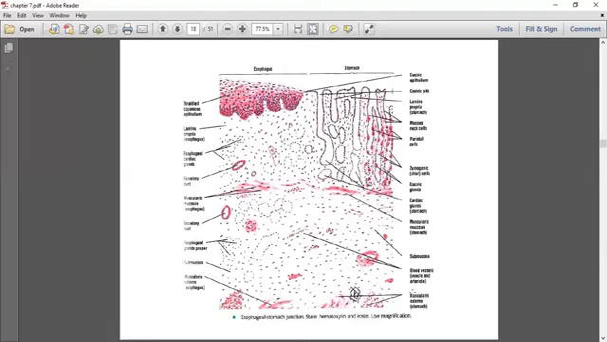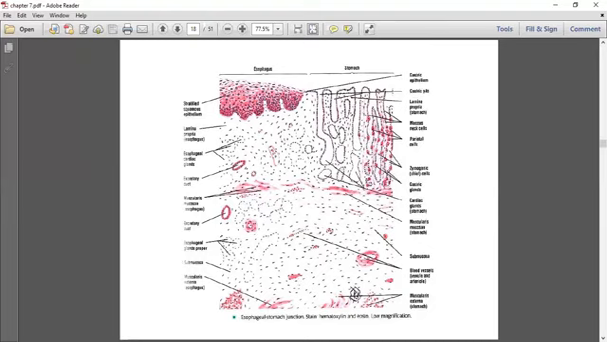Cross section at the junction between the esophagus and stomach. This is the junction, the interface area, the attachment point between the last part of the esophagus and the initial part of the stomach. At this junction, there are structural modifications at the level of tissue layers.